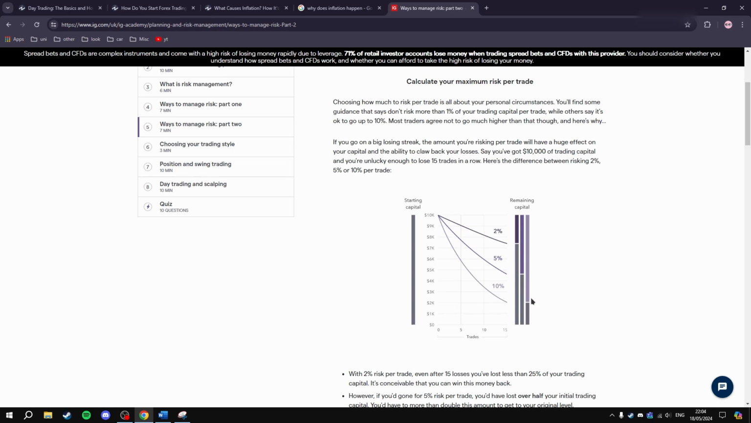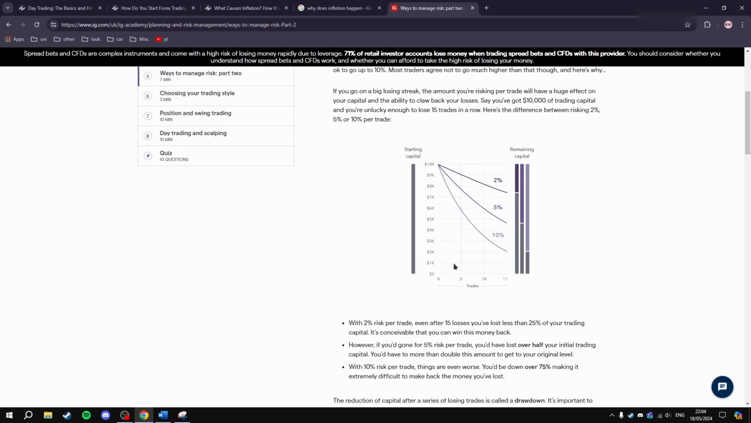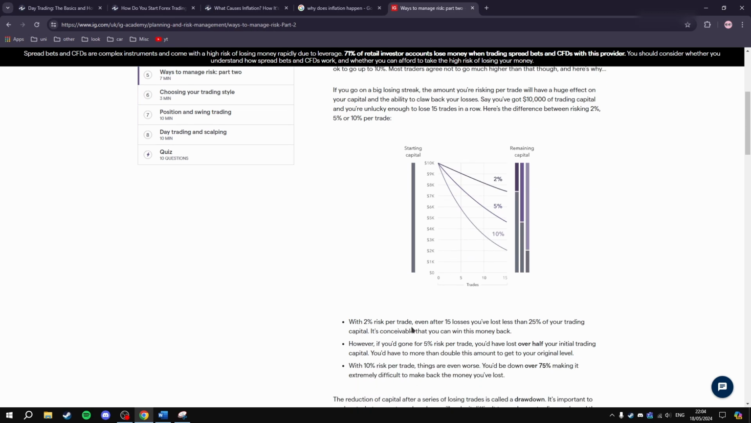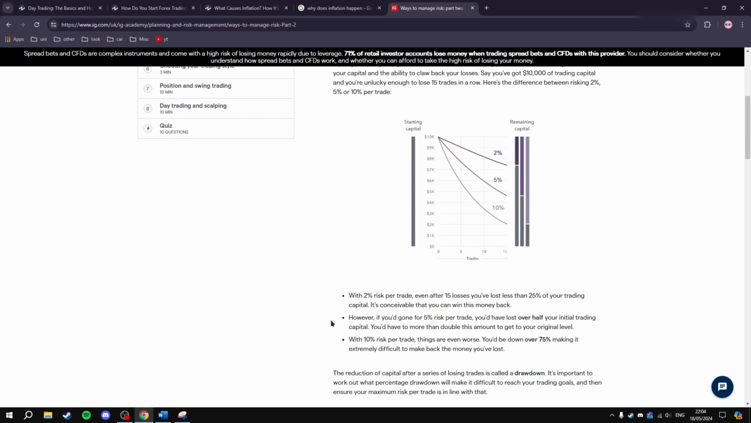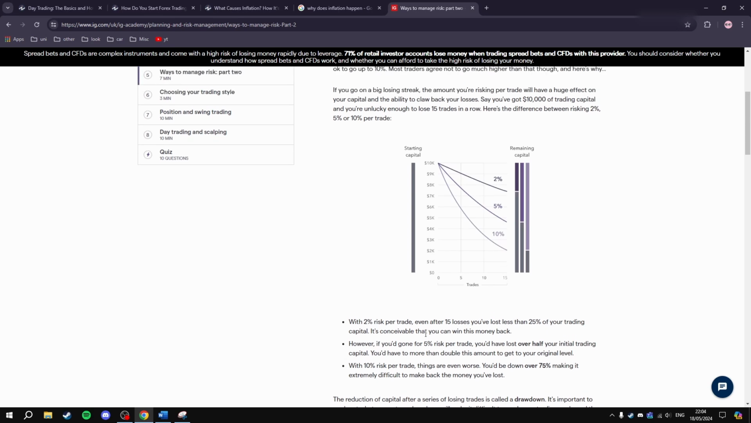So with a 2% risk per trade, even after 15 losses, you've lost less than 25% of your trading capital. It's conceivable that you can win this money back. However, if you've gone for a 5% risk per trade, you would have lost over half your initial trading capital. You have to do more than double this amount to get back to your original level. With 10% risk per trade, things are even worse. You'll be down over 75%, making it extremely difficult to make back the money you've lost.